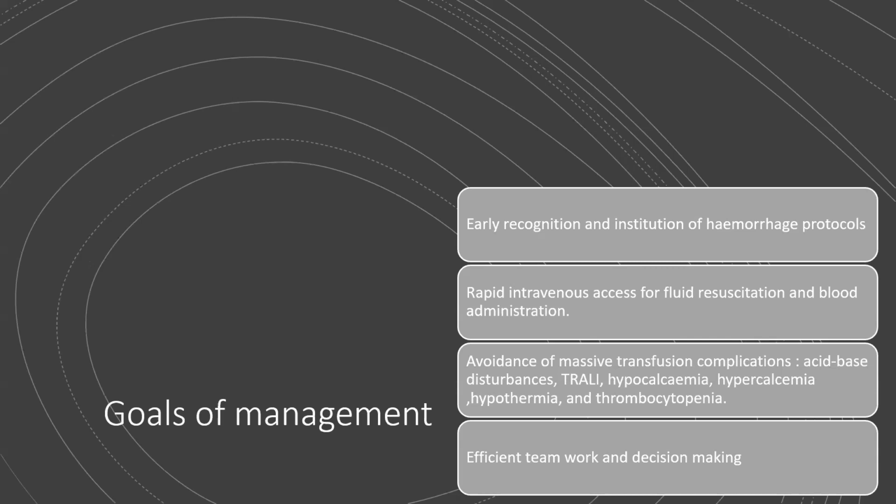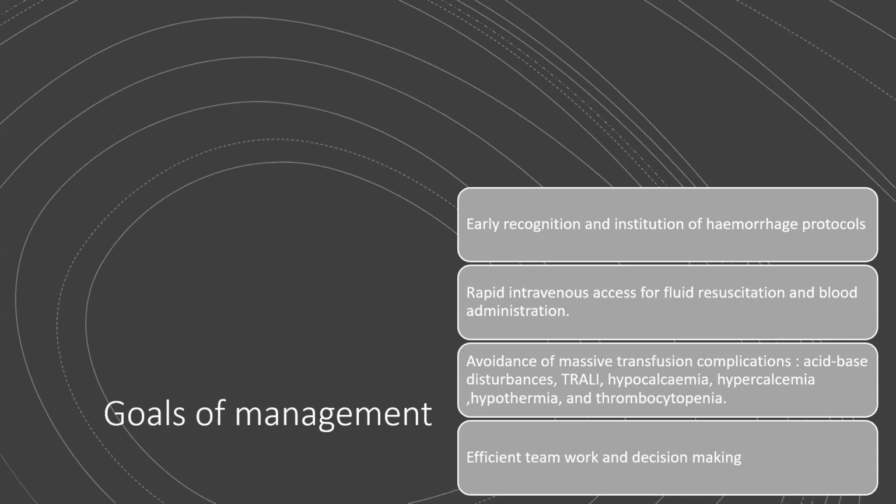Early recognition, institution of hemorrhage protocols. Each hospital has its own protocols. So early recognition that this patient is bleeding, you start with initiating hemorrhage protocols. IV access is very important. Administer IV fluids, administer blood as soon as blood is available. If you start early resuscitation, you are going to avoid massive transfusion.